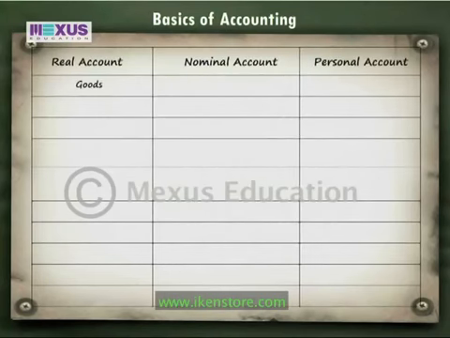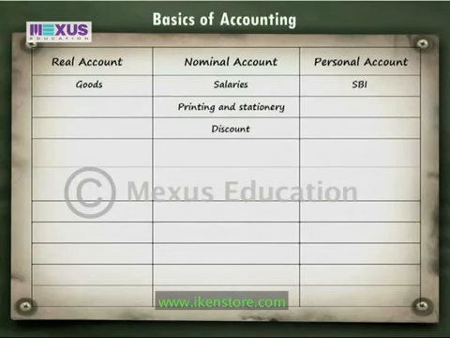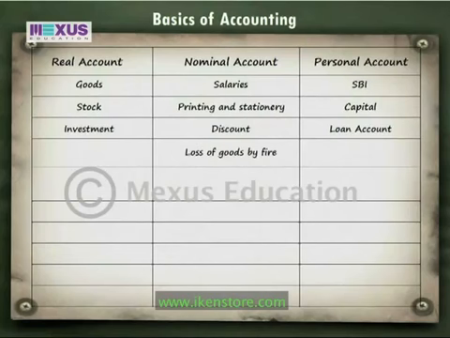Goods, real account. Salaries, nominal account. SBI, personal account. Printing and stationery, nominal account. Discount, nominal account. Capital, personal account. Loan, personal account. Stock, real account. Investment, real account. Loss of goods by fire, nominal account. Proprietor's wife account, personal account.